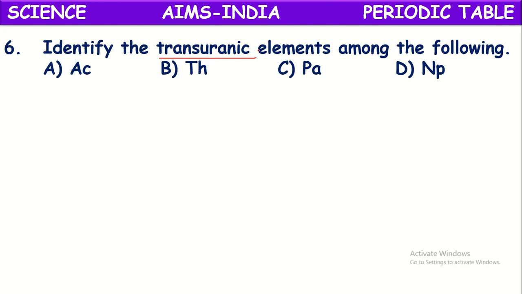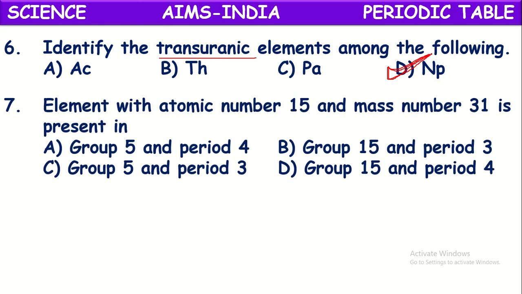Generally, these are radioactive. So, if you observe here, the element which is after uranium, that is called transuranic, that is neptunium. Neptunium is the element which is present after the uranium in the periodic table, and hence it is called a transuranic element. Okay, next one, element with atomic number 15 and mass number 31 is present in.